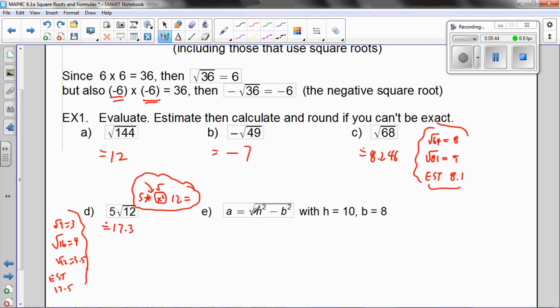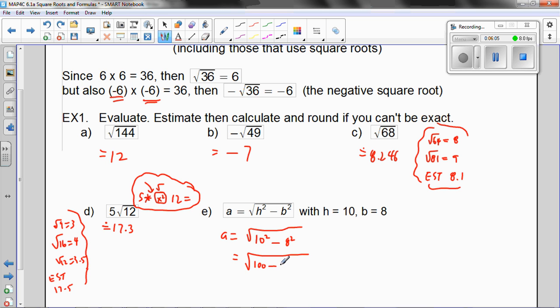This is actually the Pythagorean theorem, isn't it? But I'm solving for one of the other sides. It's saying with h is 10 and b is 8, what's a? Well, I'm just going to substitute in here, right? I've got h is 10, b is 8, and then I have to do this stuff inside the roots before I take the square root.